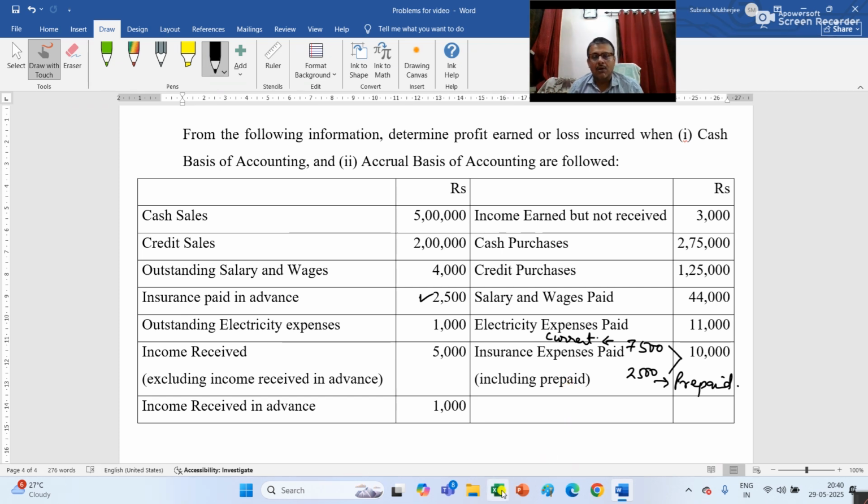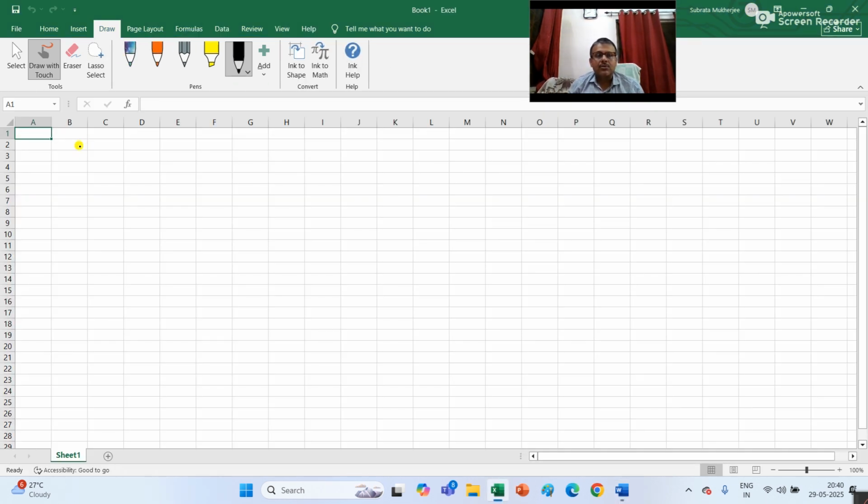Now I am going to solve. So here I am writing. On the same screen, I will solve the question for you so that you can have a proper understanding. Which are the items that will be reflected in cash basis and which items will get reflected in accrual basis. So I am writing here cash basis of accounting, and on the right side I'm writing accrual basis of accounting.